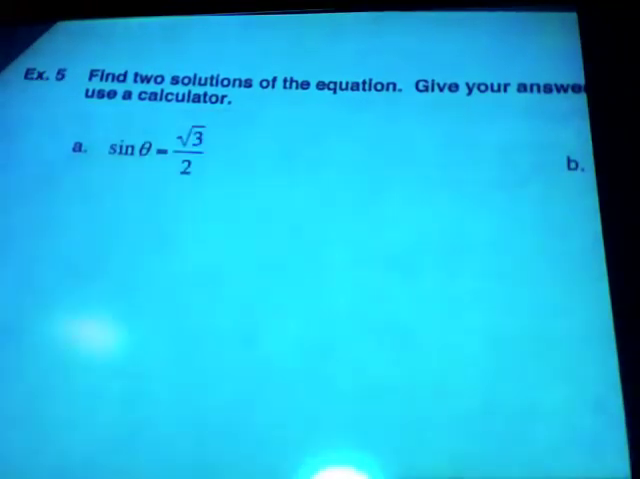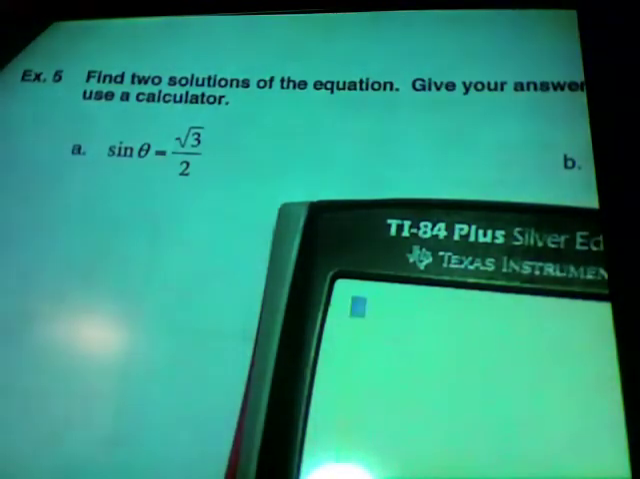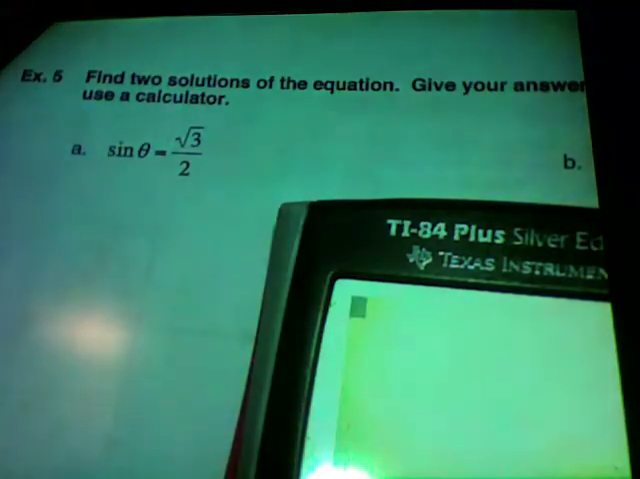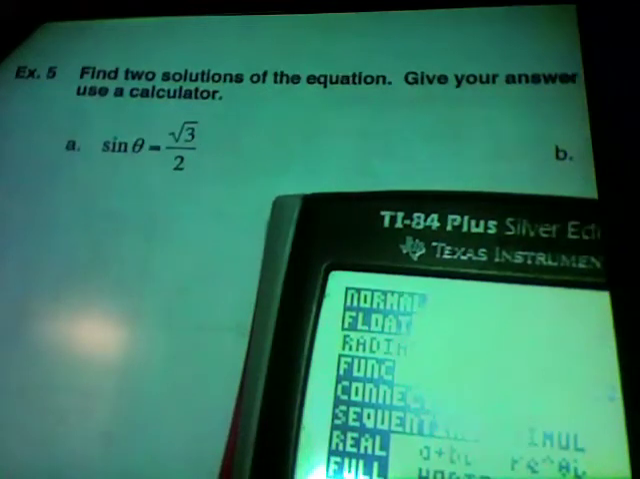If I were to take the square root of 3, they want our answer in both degrees and radians, so I'm going to start with degrees. So I'm going to go back to my mode and change it to degrees. I'm a little partial to degrees.